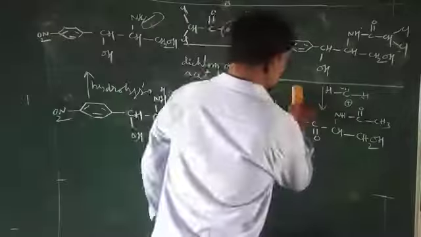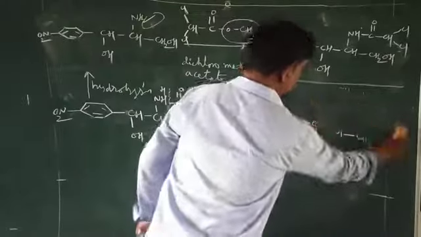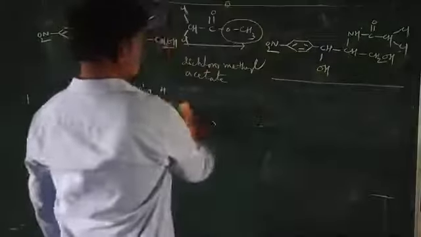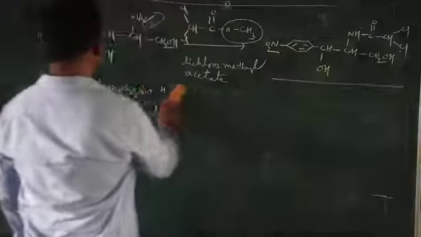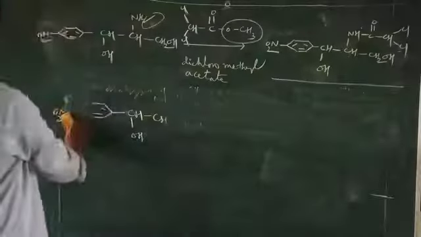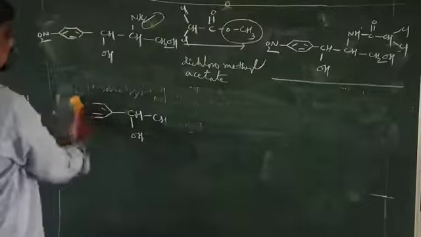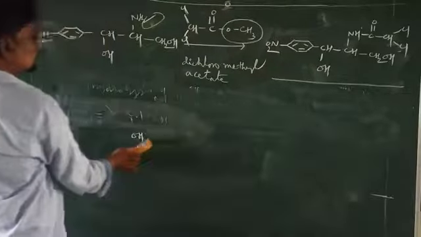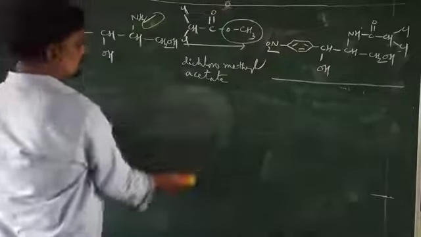So this chloramphenicol drug utility and uses. Chloramphenicol is active against gram-positive bacteria and gram-negative bacteria, both.